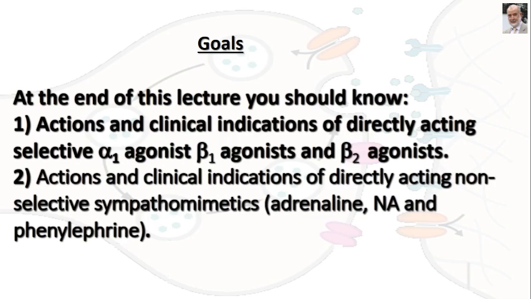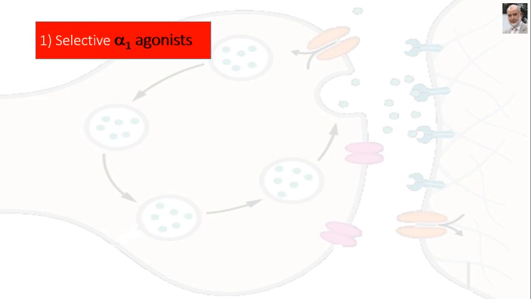Also, we will discuss the actions and clinical indications of directly acting non-selective sympathomimetics. Especially, we will concentrate on adrenaline and the use of adrenaline, noradrenaline, and phenylephrine. So we start with the selective, directly acting sympathomimetics, especially selective alpha-1 agonists.